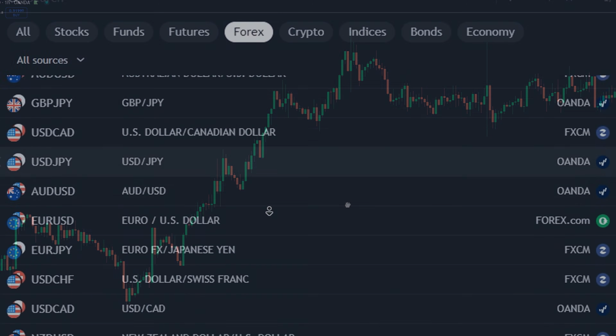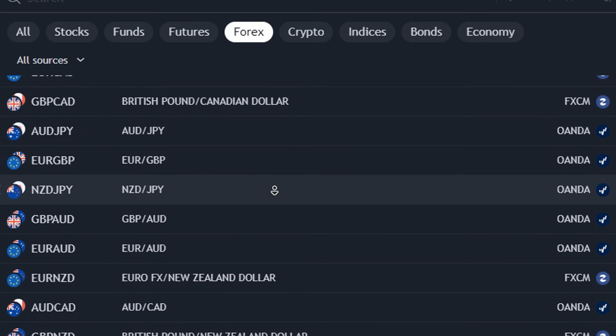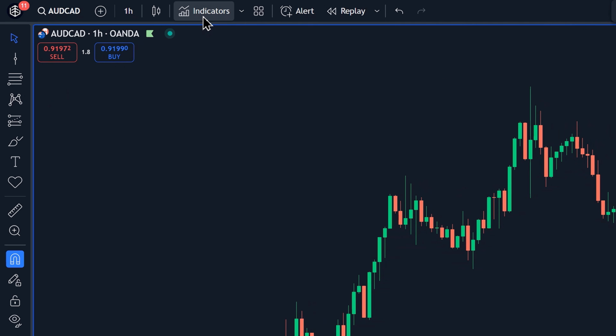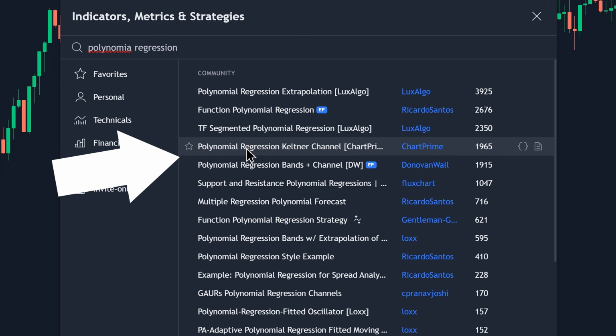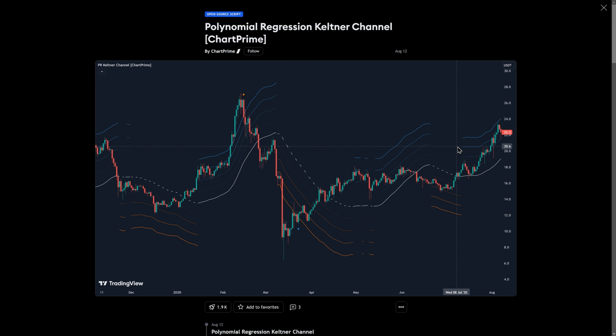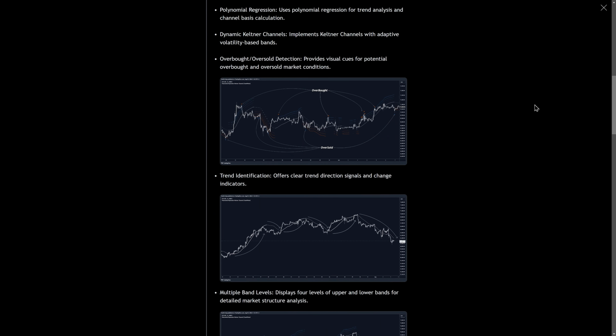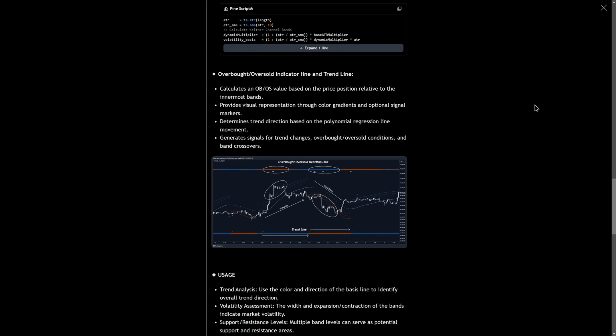Next, you wanna load any trading security that you like in any time frame, and then you wanna open the indicator search tab, and then type in Polynomial Regression Keltner Channels. Be sure to select this one by ChartPrime. Now, the name of this indicator is Polynomial Regression Keltner Channel, which is a pretty long name, but can be abbreviated as PRKC. For the rest of this video, I may refer to this tool as PRKC.